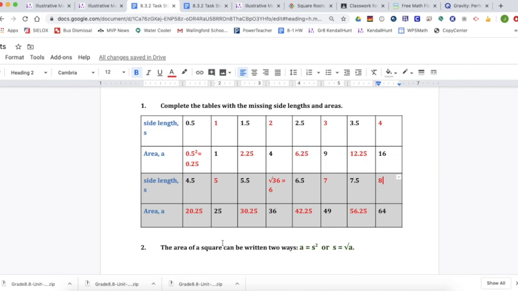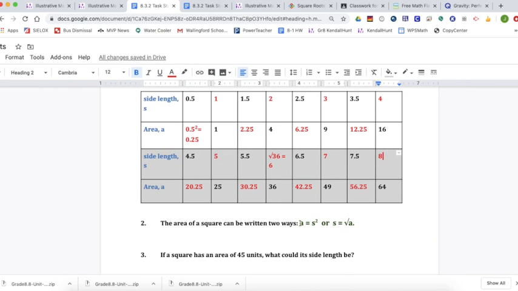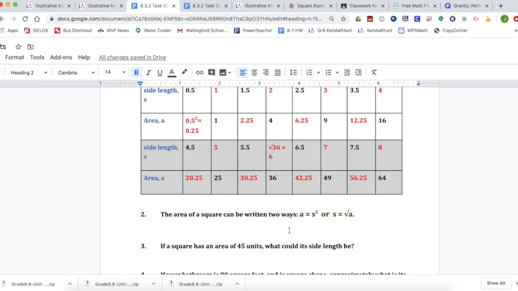So we can write the area of a square two ways. We can say area is side squared, or we can say that the side length is the square root of the area. So let's think about this. If a square has an area of 45 units, what could its side length be? So what do you think? Take a minute to pause it and think of the answer. What do you think if a square has an area of 45 units, what could its side length be? And refer to the table if you need to. Approximate it. Give an approximation.